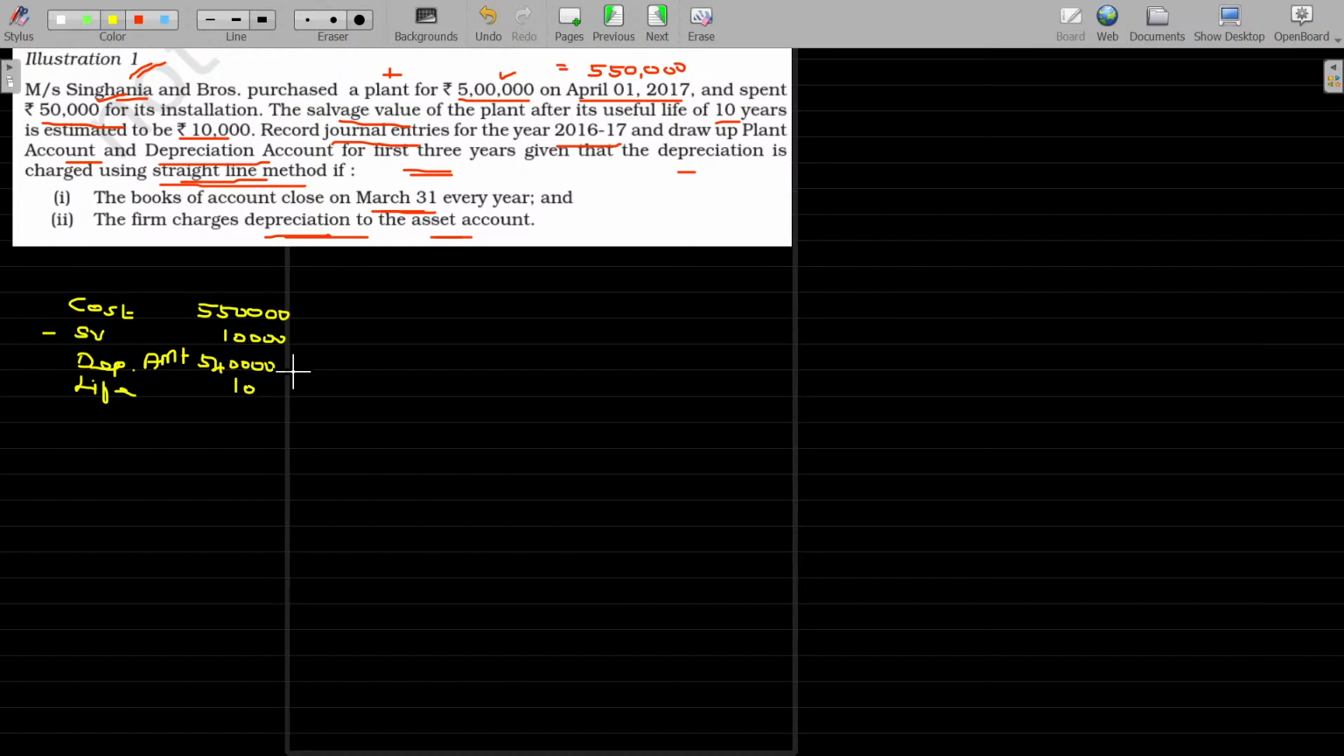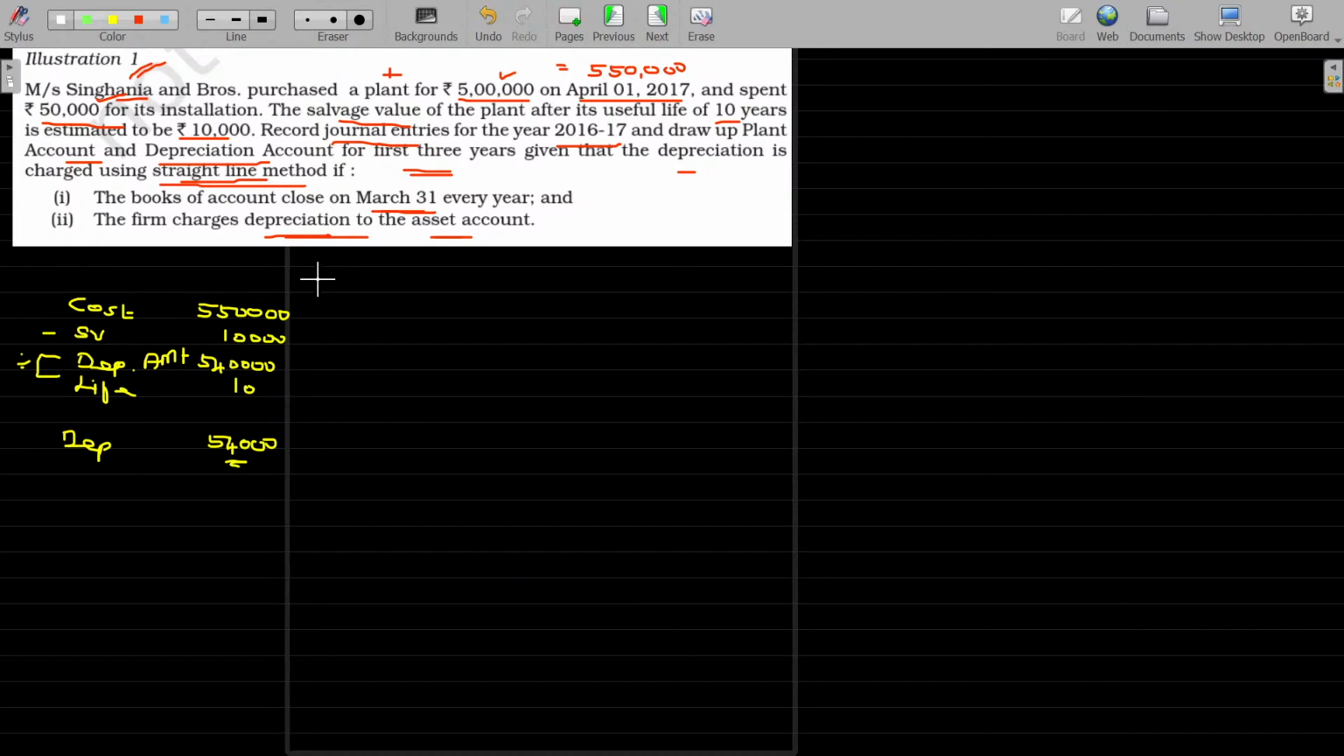Under straight line method, no. So the depreciable amount should be divided by the life, so that you will get the amount of depreciation. The amount of depreciation year after year being 54,000. So year after year, you have to charge 54,000. Anyhow, you are going to prepare only for the 3 years.